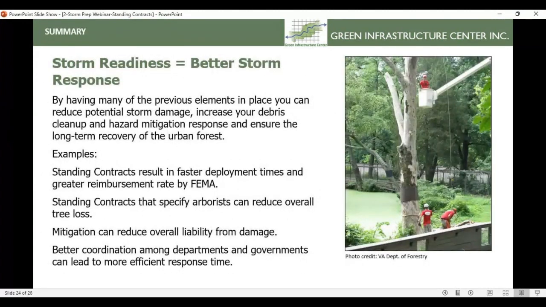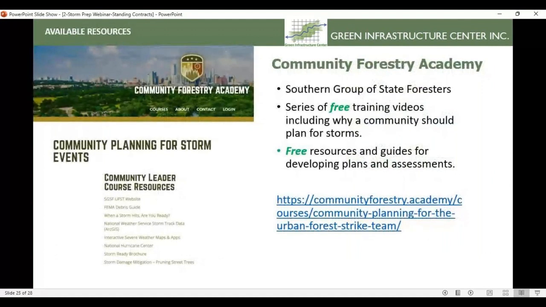So just in summary, storm readiness equals better storm response. Standing contracts result in faster deployment times and greater reimbursement rate by FEMA. The standing contracts that specify arborists can reduce your overall tree loss, and mitigation can reduce overall liability from damage. And these contracts can really help with better coordination amongst departments and governments to lead to more efficient response times in that cleanup effort. We really just want to highlight some additional resources for you all.